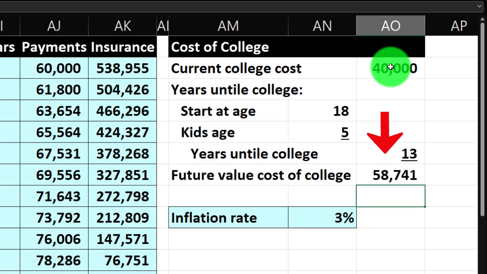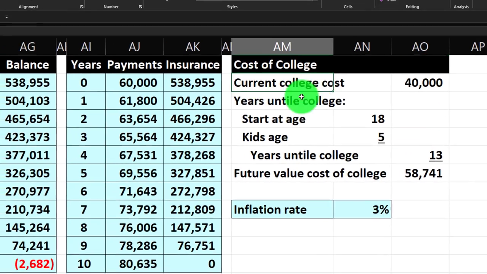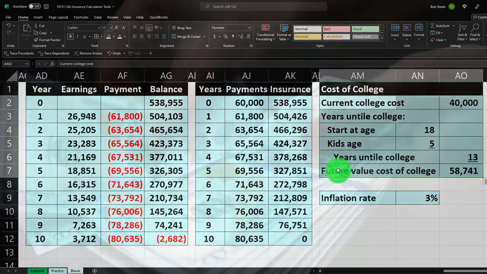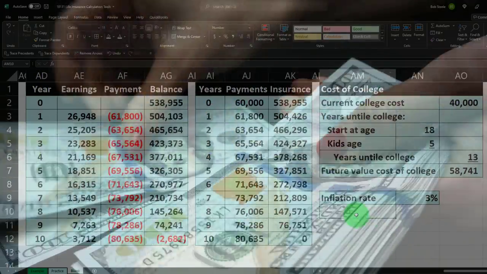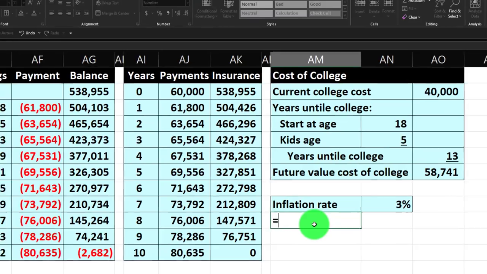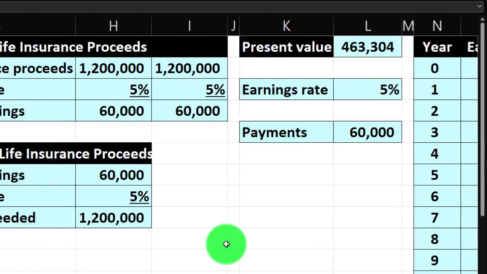So we need 58,741 at the end of 13 years in future value terms. Okay, so now we've got to think, well, let's make this blue and bordered. So let's assume that we have earnings of 5%.